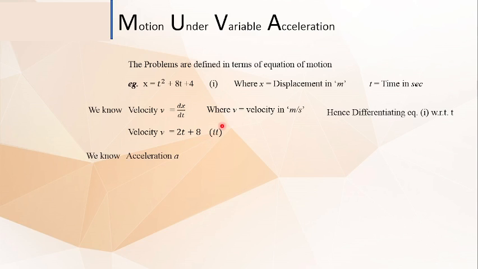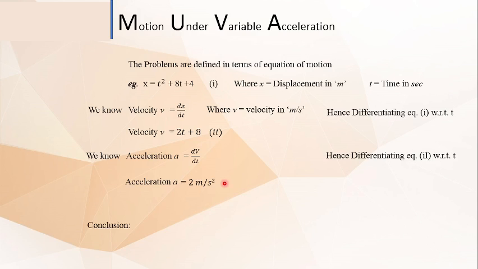We know acceleration is what? It is dv by dt, which means equation number 2 is to be differentiated with respect to t. So let us do that differentiation for the acceleration. If I differentiate this equation, v equal to 2t plus 8, here t will be 1, so a equal to 2 meter per second square. So this is the way we find out the velocity and acceleration when the equation is given in terms of the displacement and time.